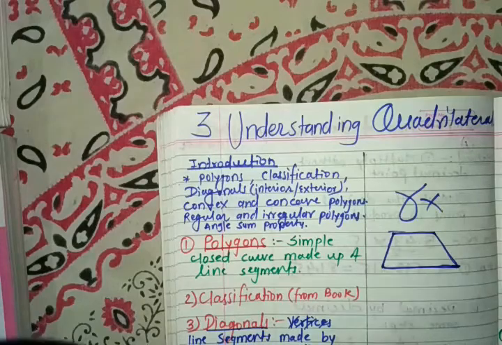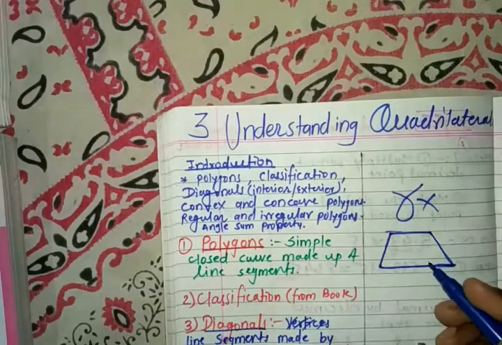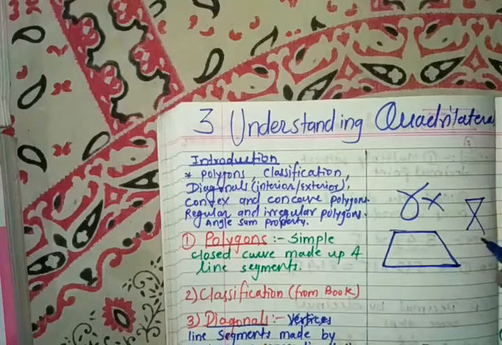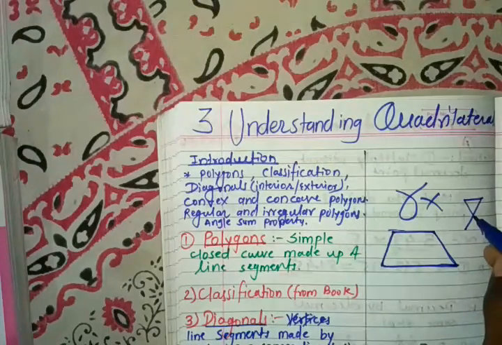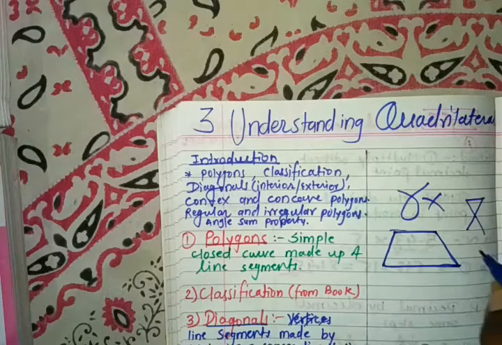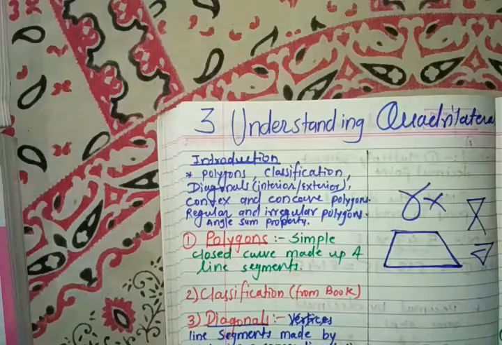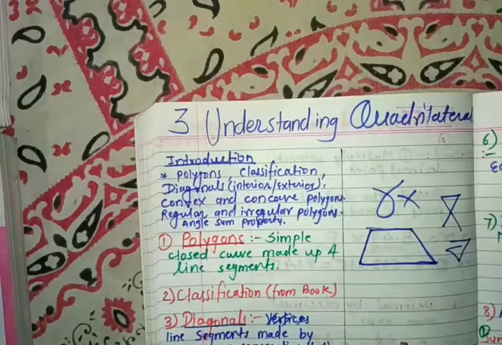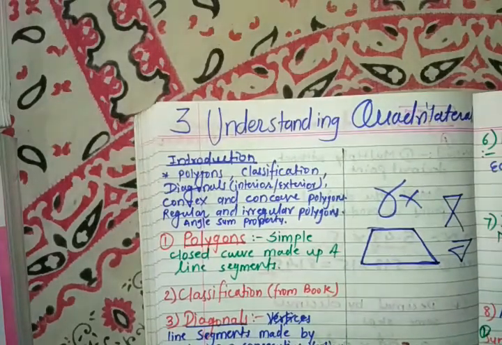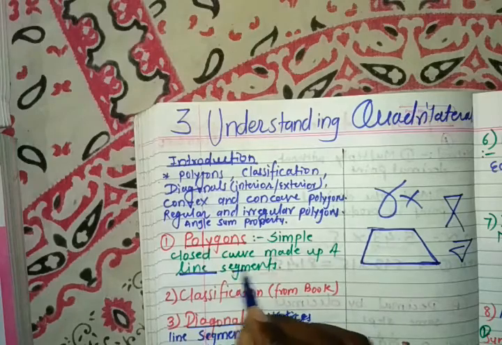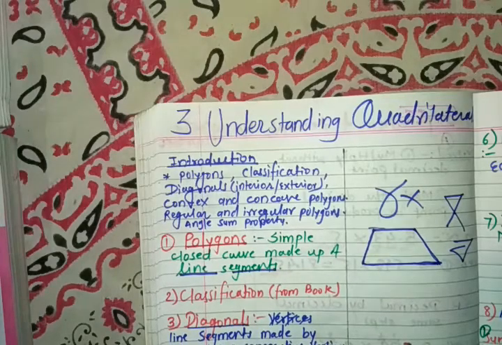Which are the curves that are not polygons? Suppose I am drawing such a shape, it is not a polygon because it is crossed here. Though it is closed, this one is not a polygon because it is an open polygon. So you know how to identify a polygon. A polygon is a simple closed curve made up of line segments. Line segment is the most important keyword in this.